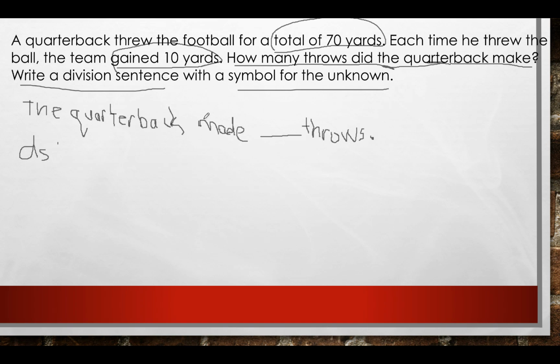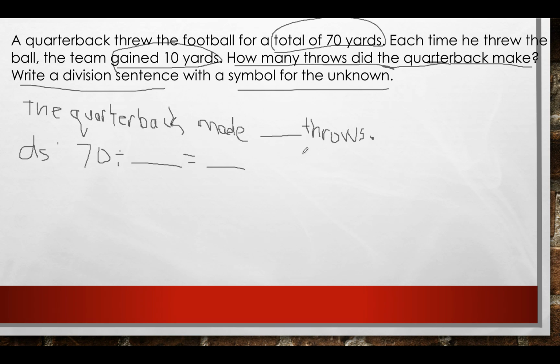So it's like, okay, we already know the total, right? So when we write our division sentence, we always write the total first. So we're going to write 70 divided by, and then remember the next number tells us the number of equal groups, and then the last number tells us the number in each group. Okay, so we would say 70 divided by, because he gained 10 each time. So we're trying to figure out how many throws he actually did.